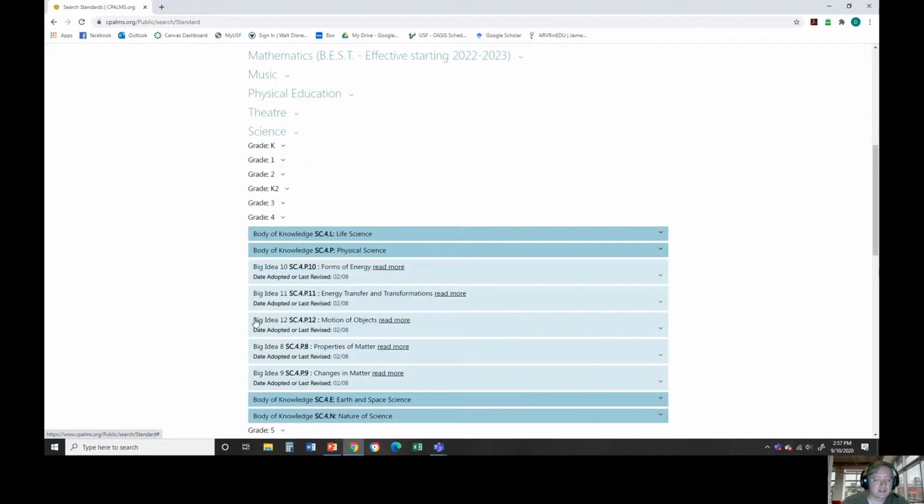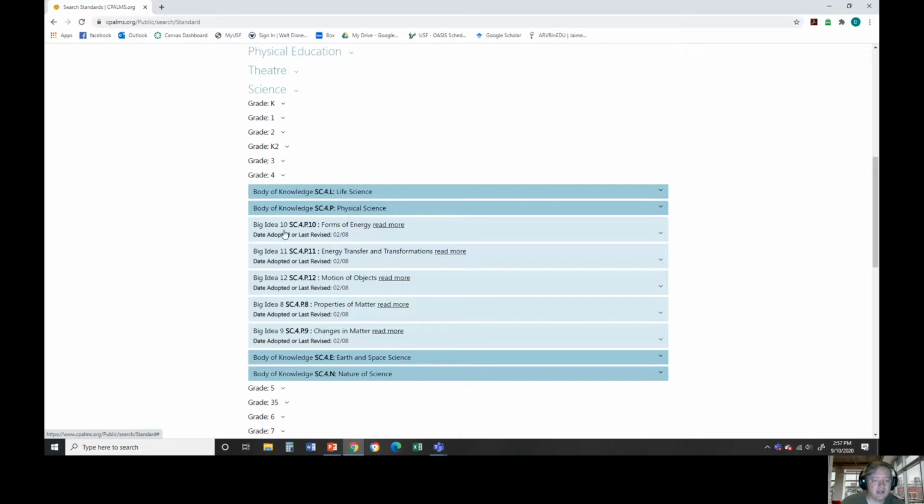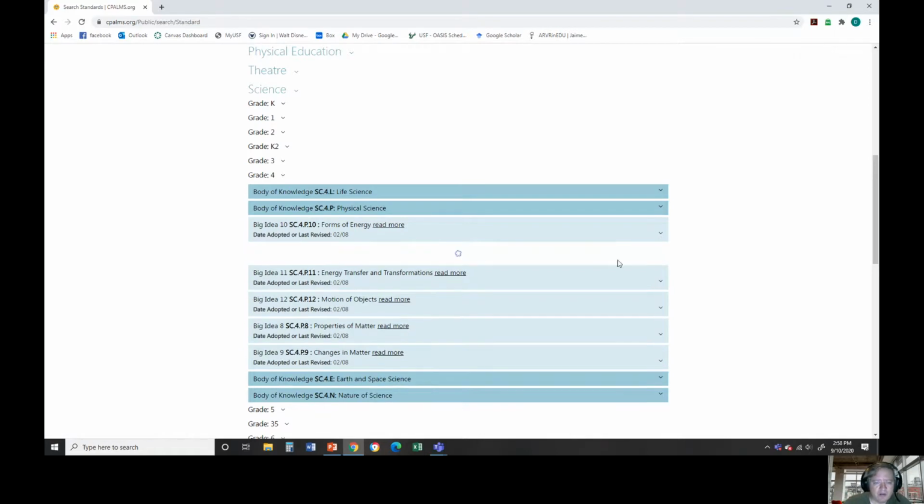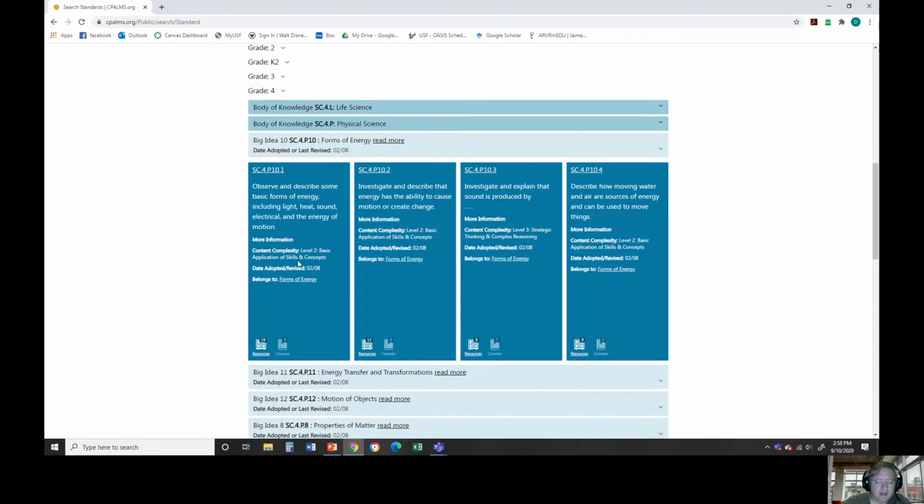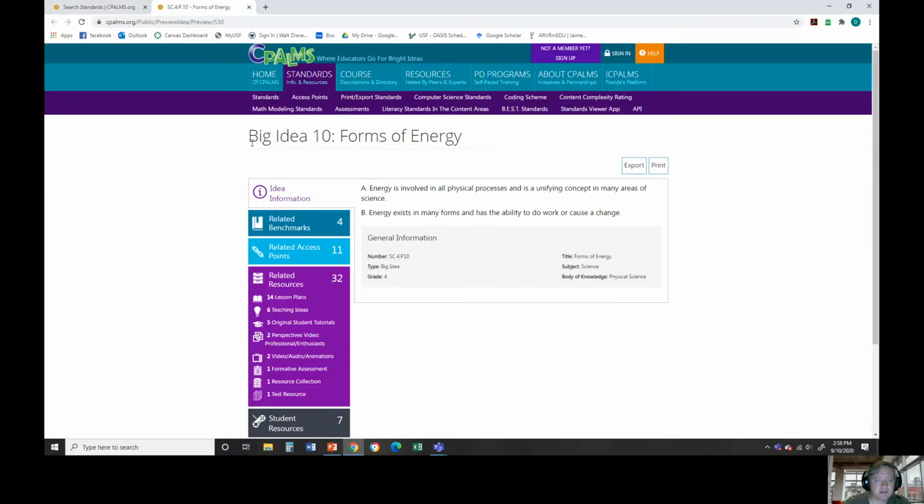So let's go to physical science. You see here on the left, you have these different big ideas. Big idea 10, big idea 11, energy transfer and transformation. I want to learn more about forms of energy. Here you see you have 4 different standards as they relate to energy. If I want to read more about the forms of energy, I'm going to open up this link in a new tab.